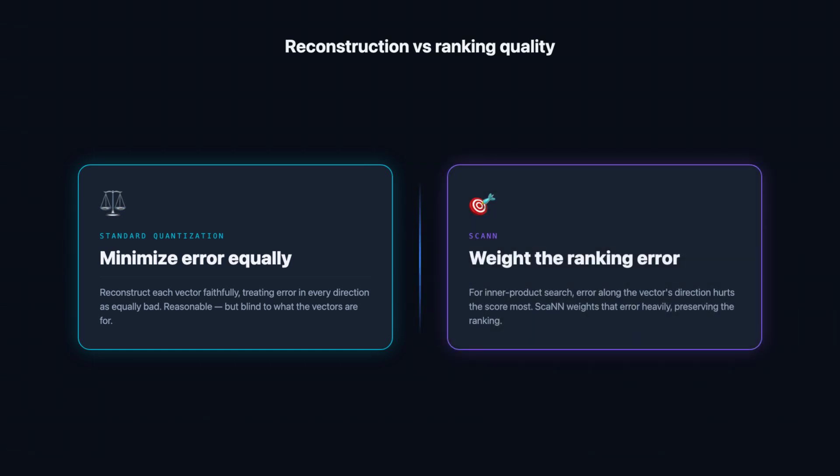ScaNN reframes the goal around the ranking. For inner product search, an error along the direction of the vector distorts the score far more than an error perpendicular to it. So ScaNN's loss deliberately weights that parallel error more heavily, preserving the inner products that decide who ranks on top.